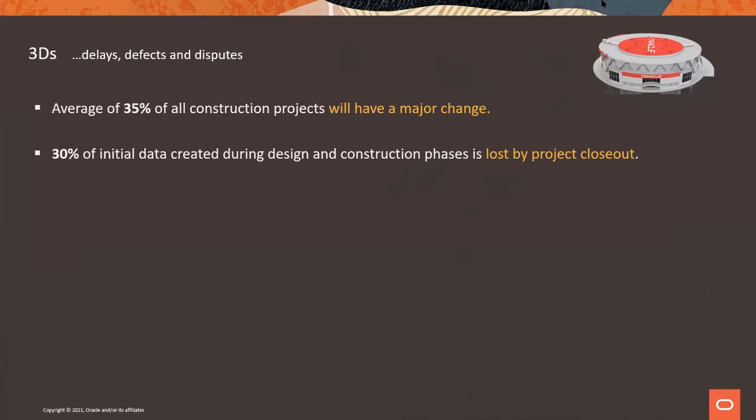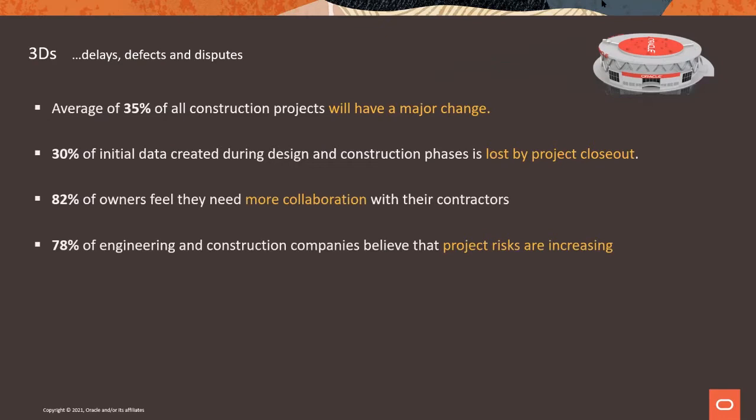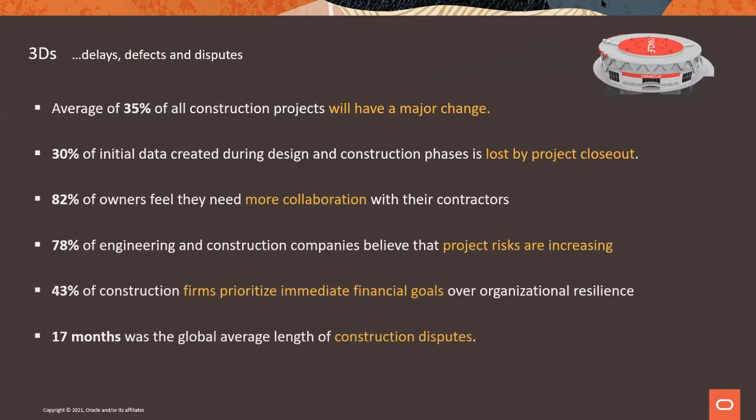35% will have a major change. 30% of the data is lost. 82% need more collaboration. Project risks are increasing. Firms are prioritizing immediate financial goals, and construction dispute lengths go for about 17 months. Now, these numbers aren't important in themselves because depending on the report you pick up, they will show you different things. What's really interesting is that these numbers exist after all these years.